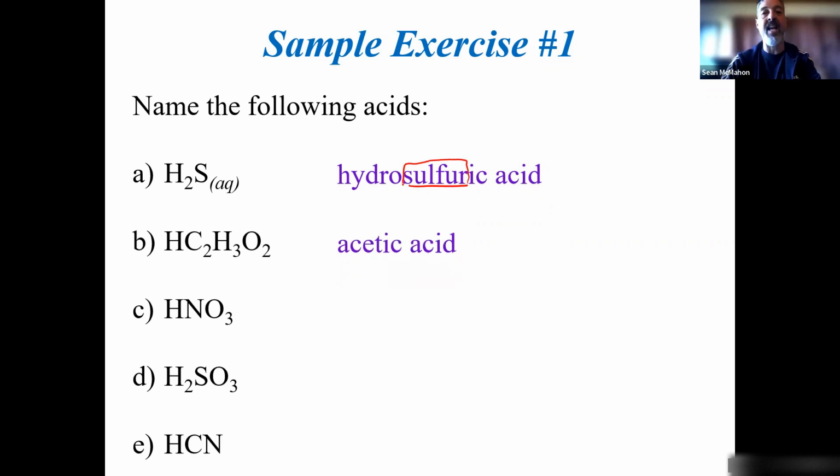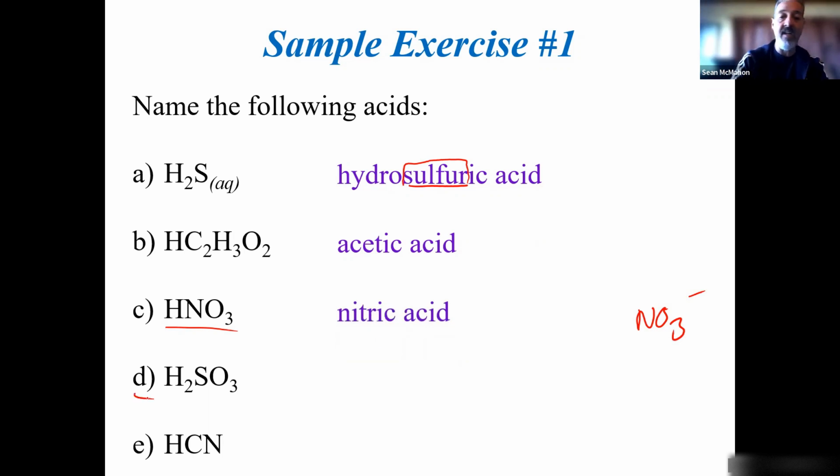B, that's acetic acid. That's one you need to know. Now, this is no longer binary. It's an oxyacid. What is it derived from? Well, it's probably derived from this, which is nitrate. So that would make this nitric acid.